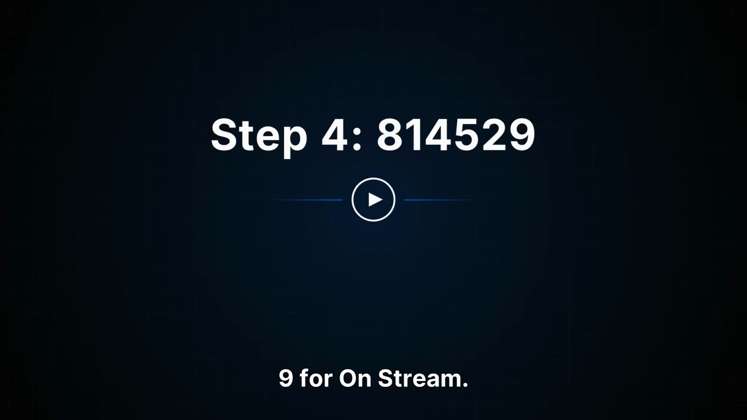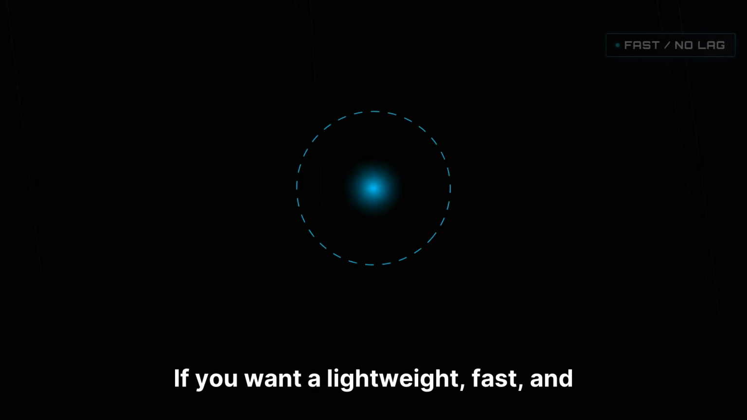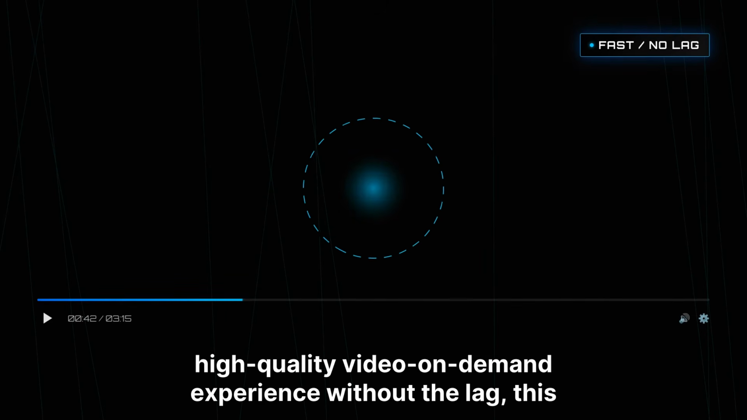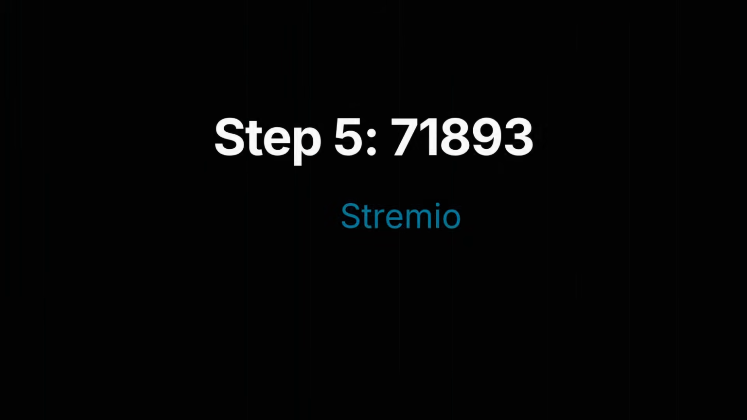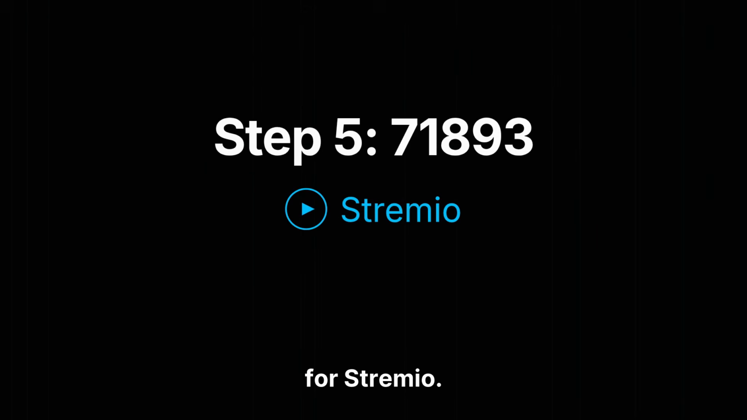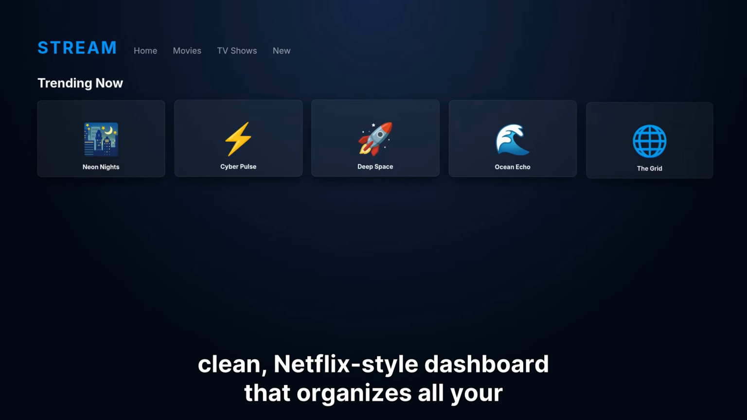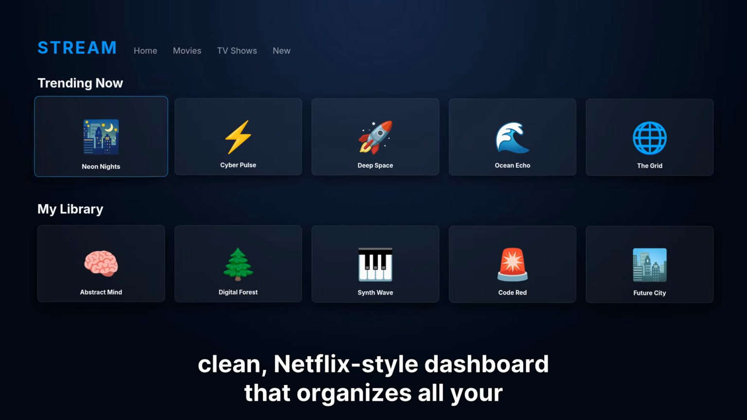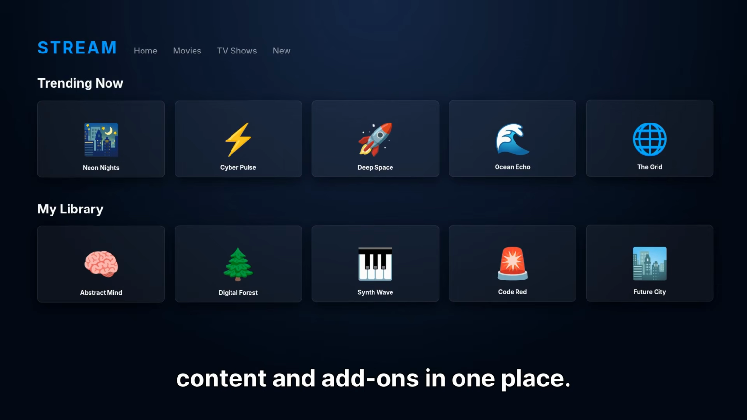Step 4. Input code 814529 for OnStream. If you want a lightweight, fast, and high-quality video-on-demand experience without the lag, this is the code you need. Step 5. Use code 71893 for Stremio. It is the gold standard for a clean, Netflix-style dashboard that organizes all your content and add-ons in one place.